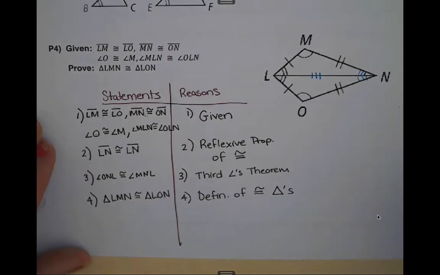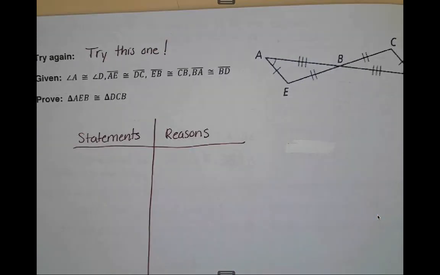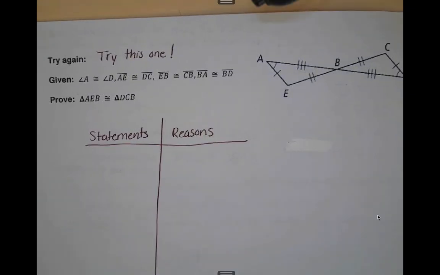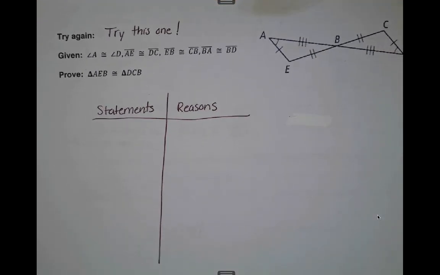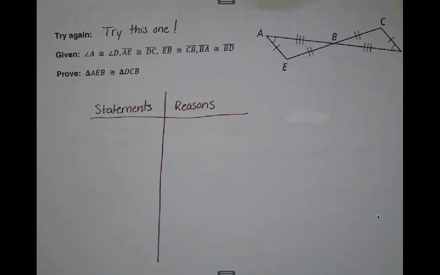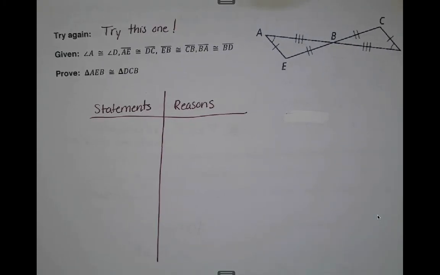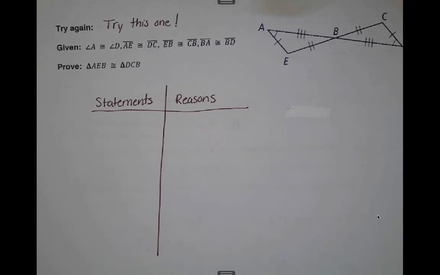So there's your example. You should turn the page, and I would expect to be seeing this one attempted. Follow the one prior. As a hint, you know, there's a couple different reasons that you could use. I do see that it looks like a pair of vertical angles is present, and it's likely you're going to be using the third angles theorem again. Go ahead and try it.